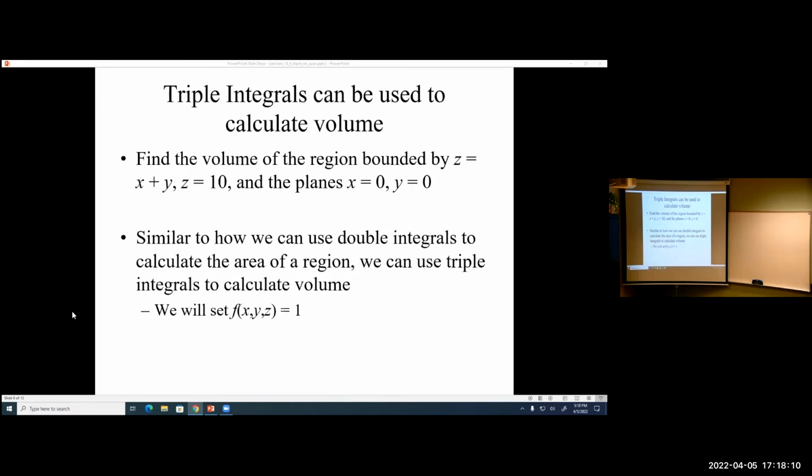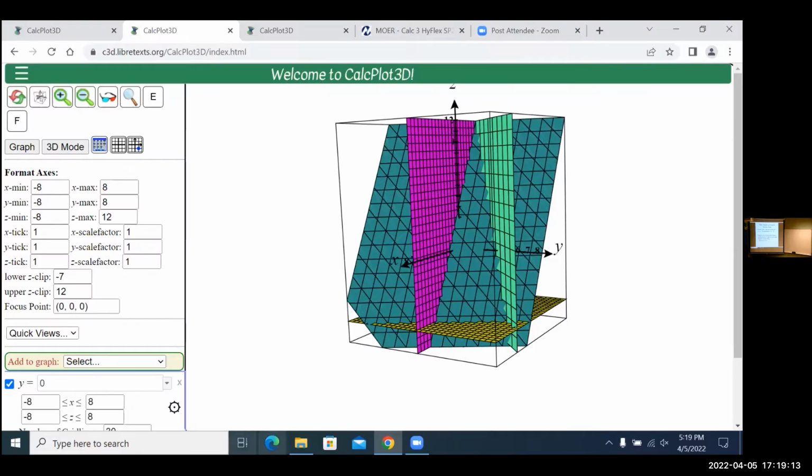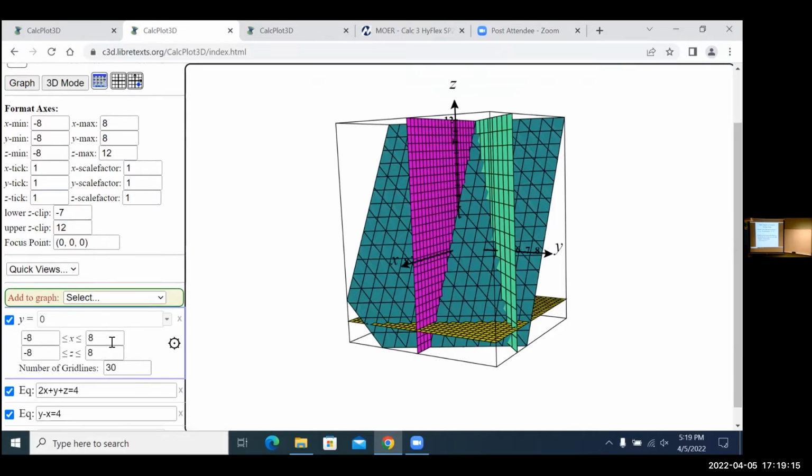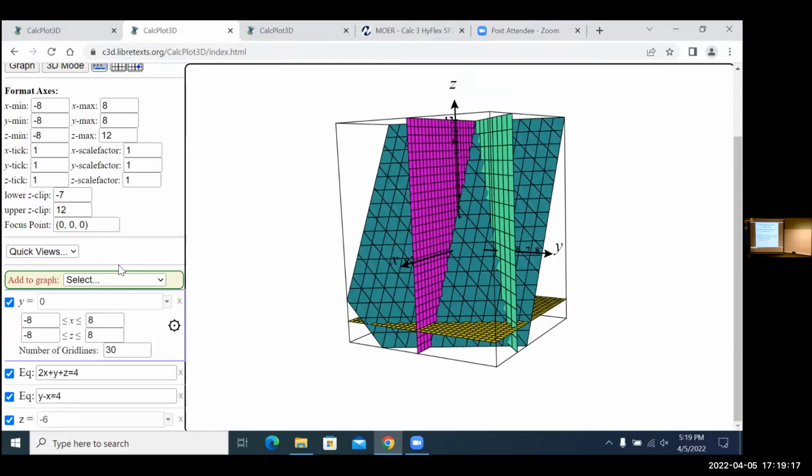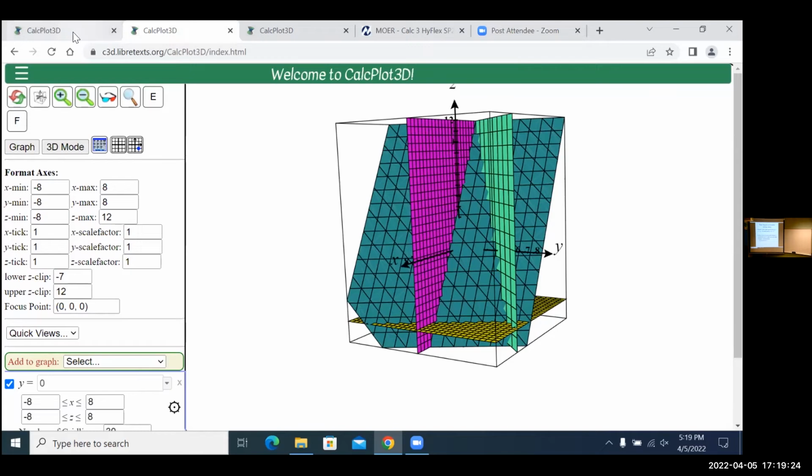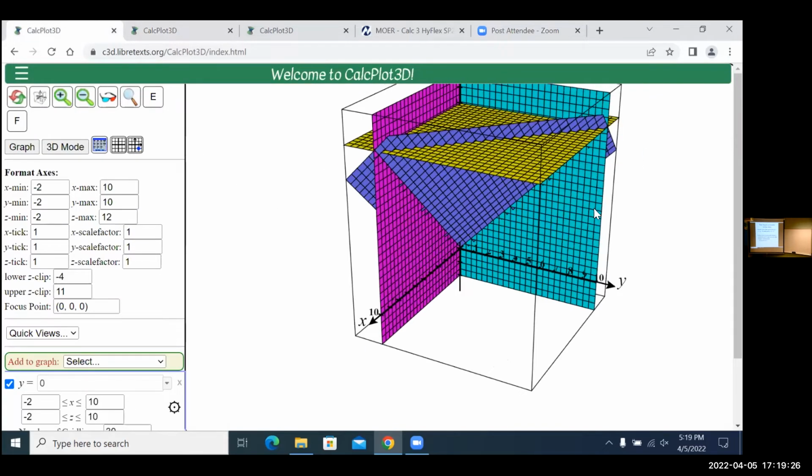So we need to see what this looks like. So here's our region. I already put the functions in, so I'm going to go through those with you. I went ahead and put the y equals 0 in there. Oh, sorry, that's not the one. This is the one I want to look at first.